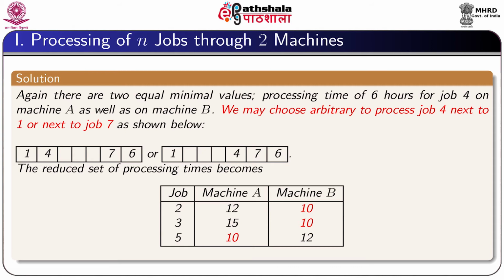and the remaining jobs are to be selected from the reduced set of processing times as shown in the slide. We have now 3 jobs, 2, 3 and 5, and the minimum processing time is 10, which corresponds to job 2 on machine B, job 3 on machine B, and job 5 on machine A.